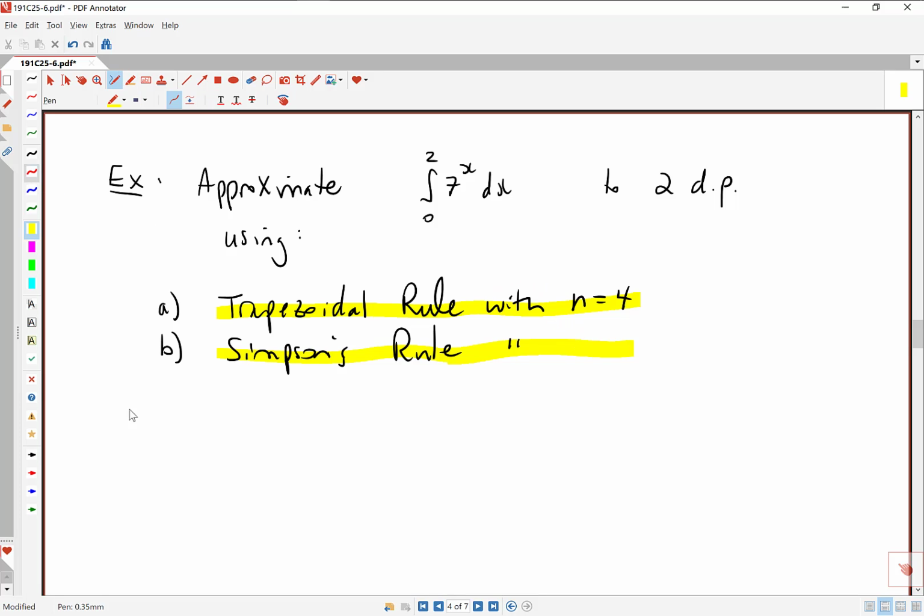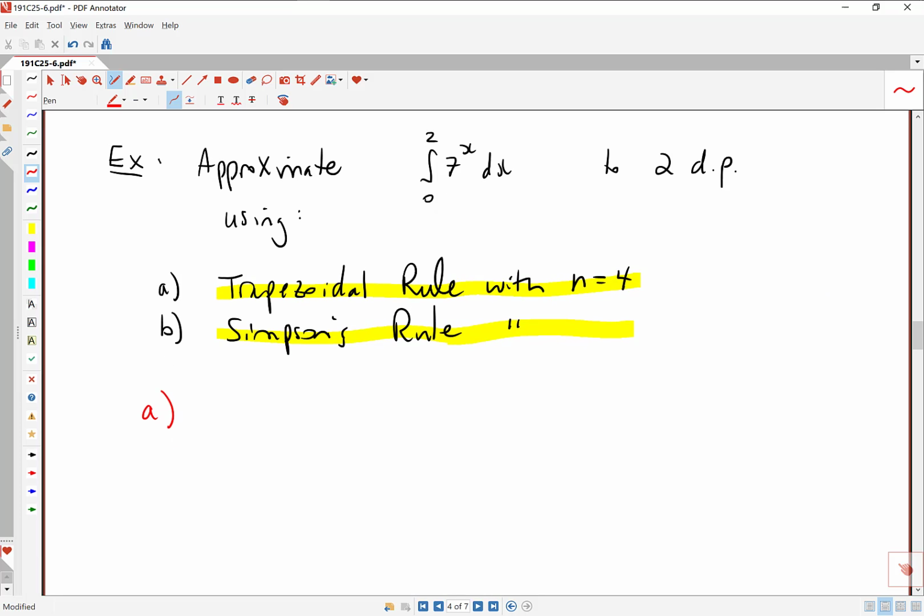So let's jump into part A. First thing I would get into the habit of doing is just writing down what is n, and then from there calculating the step size (b minus a) over n. So b and a are the numbers on our definite integral. We're going to go 2 minus 0 over 4 to give us 0.5 for our step size.